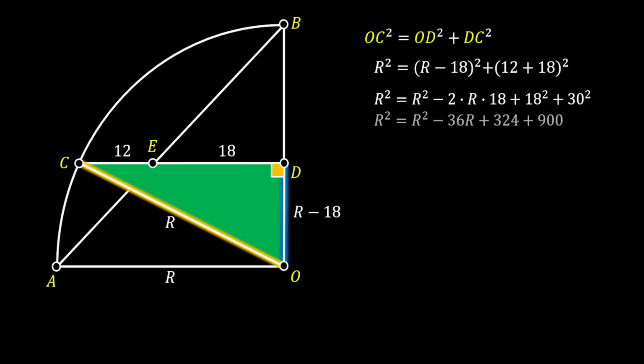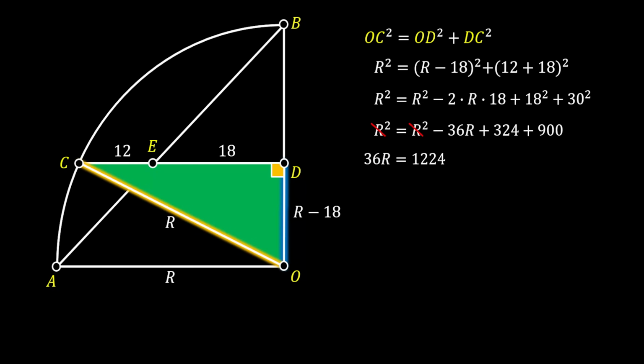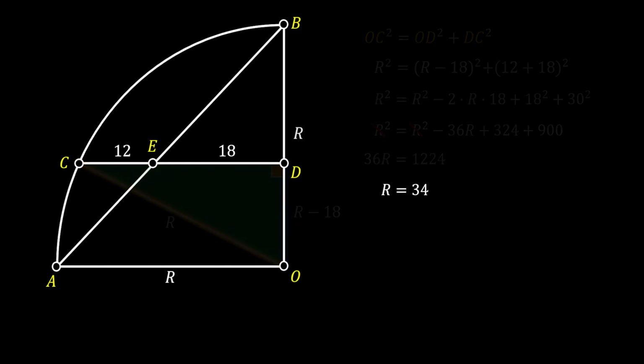Now we can work through this a little bit, and we can cancel r squared on both sides, and finally get that 36r equals 1224, which means that the radius of our quarter circle equals 34.